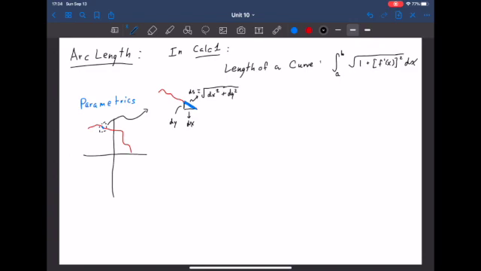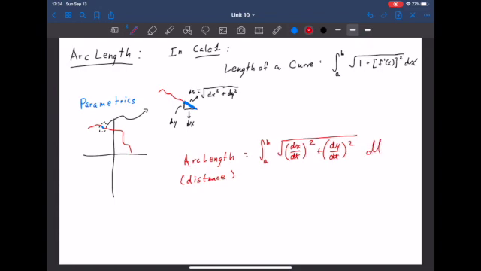So what we have is that the arc length of a parametric curve, which is also the distance traveled, is an integral from a to b of the square root of, and what's dx? Dx is dx/dt, and dy is going to end up being dy/dt, both squared, with respect to time. That's it. That's the formula. It should look a lot like the one before. It really is the same.